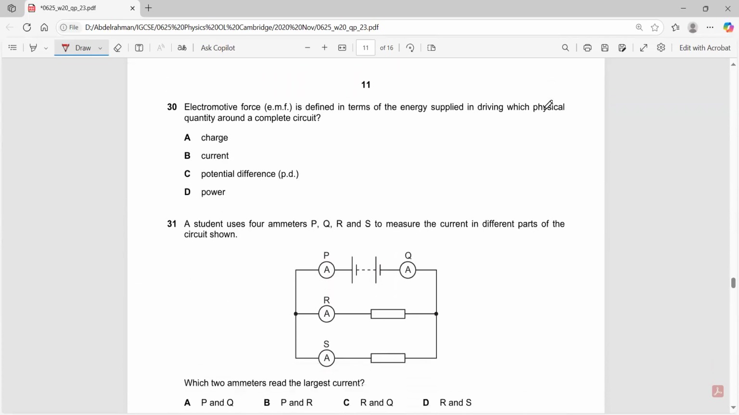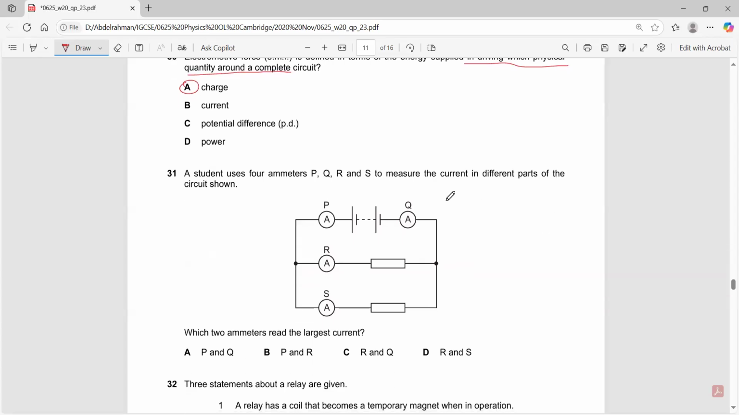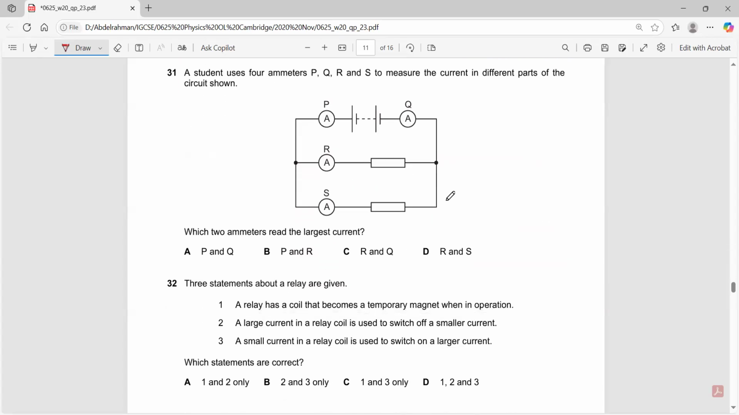Electromotive force is defined in terms of energy supplied. Which physical quantity is driving which physical quantity around a complete circuit? Driving what around a complete circuit? Driving a coulomb, or a charge, around a complete circuit. A student uses 3 ammeters, P, Q, and R. Which 2 ammeters read the largest current? The largest current would be the closest to the battery, P and Q.